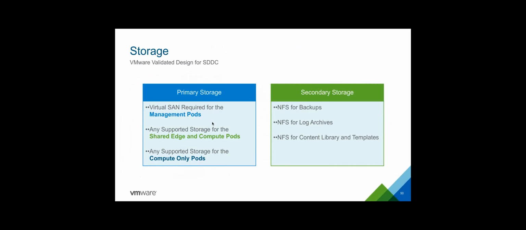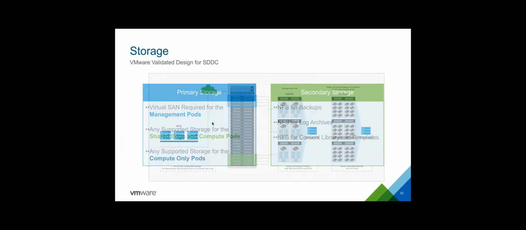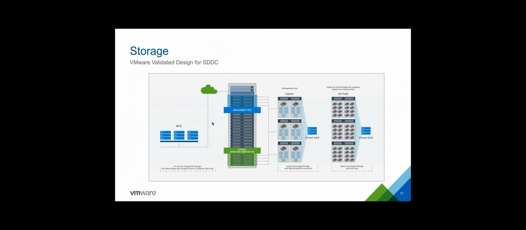If you want to see something different, this is what we've tested, right? For example, management pod, vSAN, hybrid. And that secondary storage, again, NFS is used for our backups, to provide guidance for backups, for our log archives from Log Insight as we roll off logs, and we want to keep them for a retention period. And we roll those off to an NFS export, and then for content library and templates that are consumed by vRealize Automation. And look for something like this.